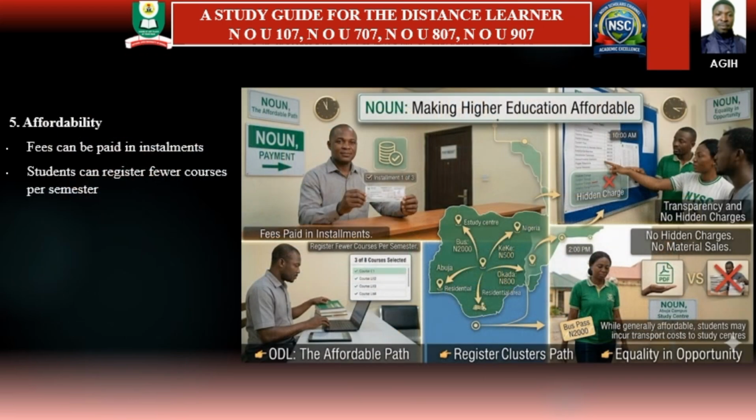Another key and very important feature of open and distance learning is affordability. Now, let's talk about cost. Open and distance learning is generally more affordable because fees can be paid in installments. Students can register fewer courses per semester. Also, unlike the conventional system, there are no hidden charges. Lecturers do not sell course materials to students. However, some students may still incur transport costs to study centers, but even then, it is not as much as is incurred while studying in a conventional university.